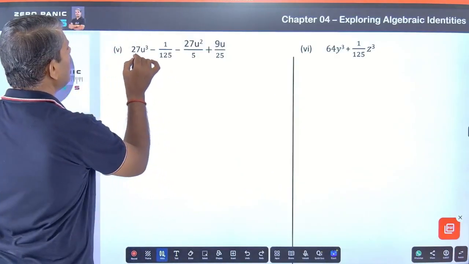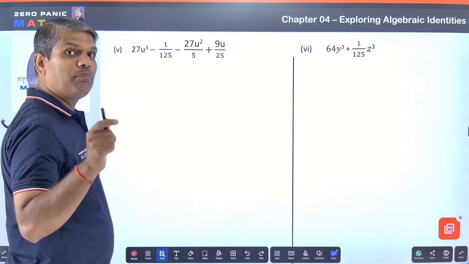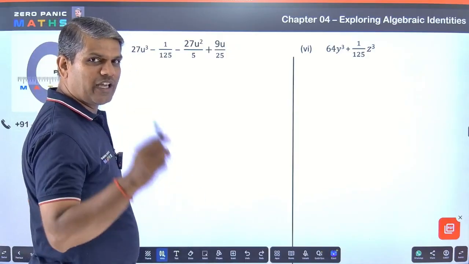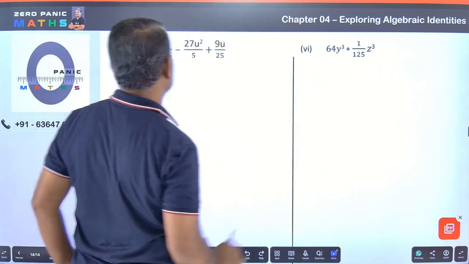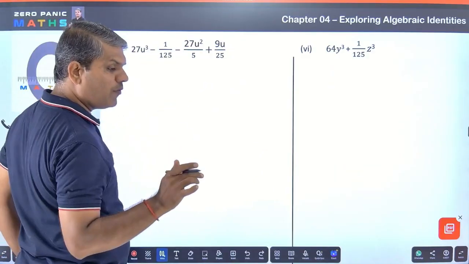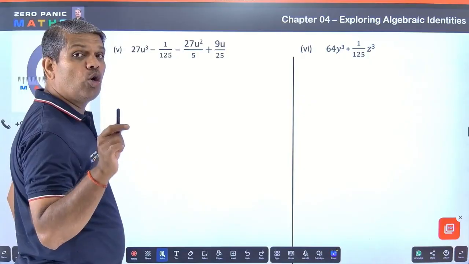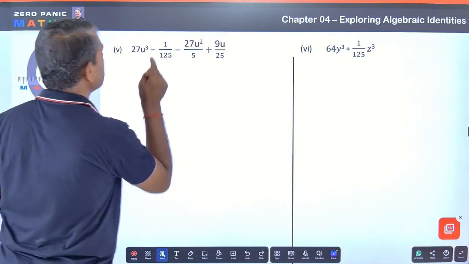So the fifth problem looks like the expanded version of a minus b whole cube. Okay, listen to me carefully. Okay, so this is a cube plus b cube. We will do that later. Okay, let us rewrite this in the form of a minus b whole cube expanded version. Okay, listen to me carefully. This is a very important one.